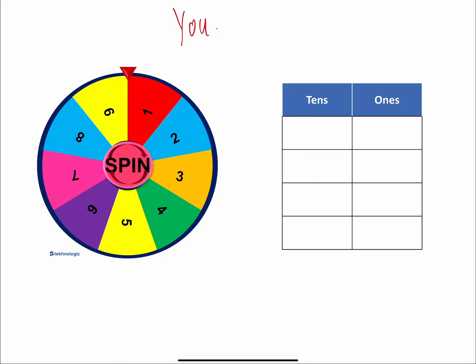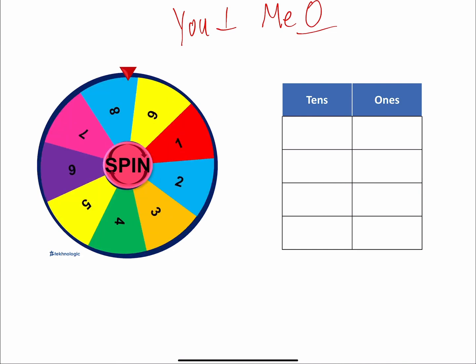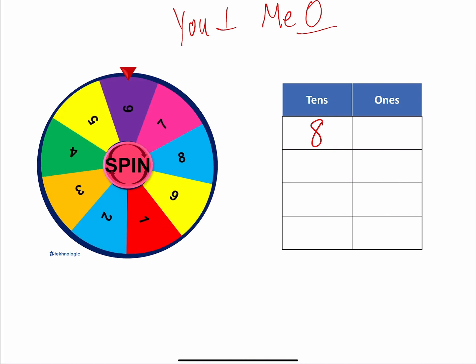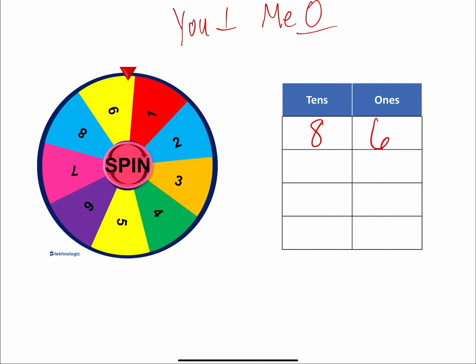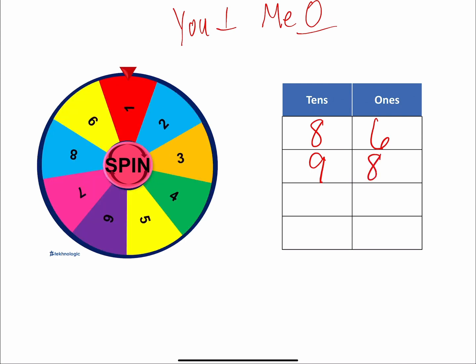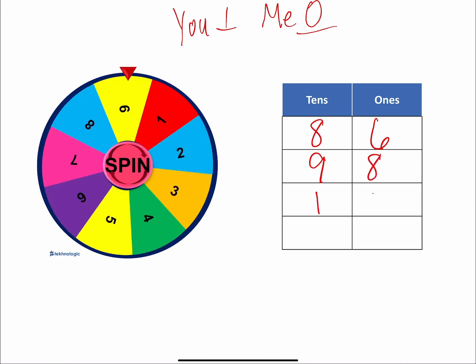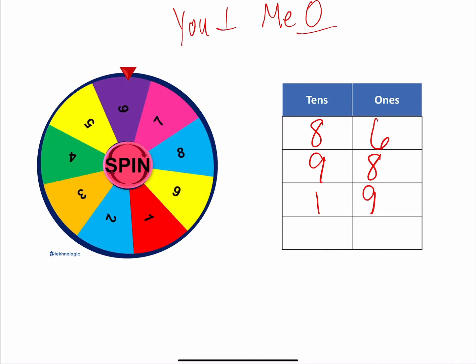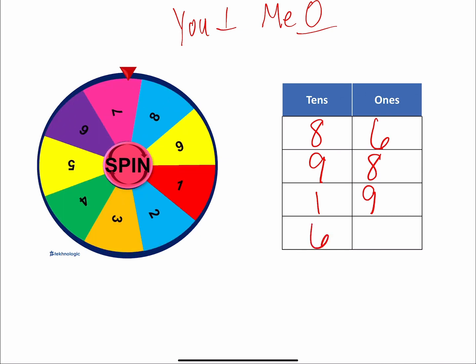So the score is you 1, me 0. Okay, this spin is going to be for you. So here we go. 8 tens, 6 ones, 9 tens, 8 ones, 1 ten, 9 ones, 6 tens, 7 ones. Okay, so you have numbers 86 plus 98 plus 19 plus 67.